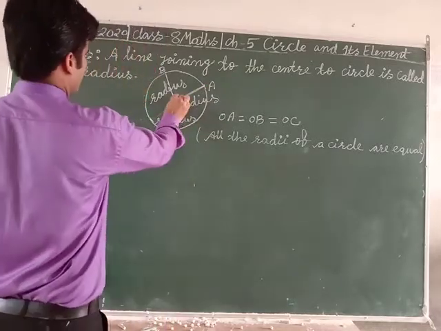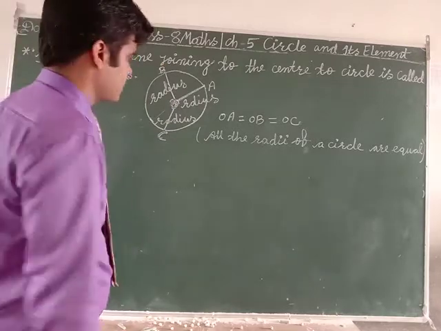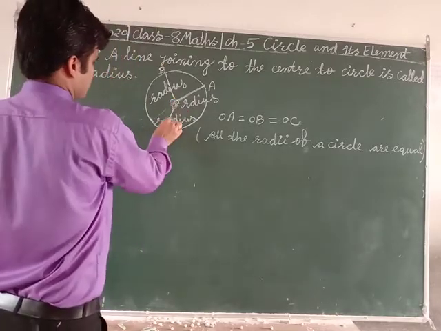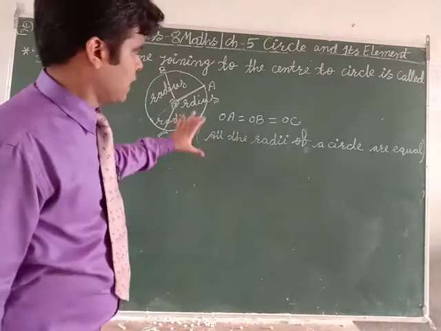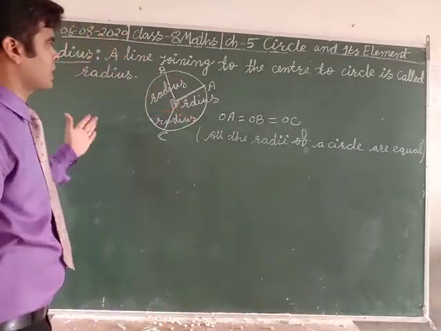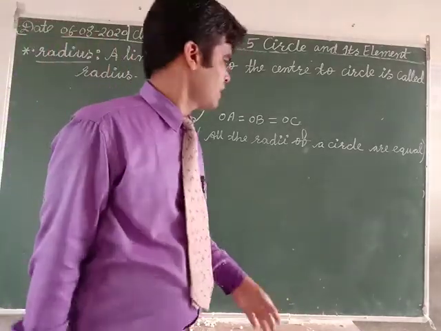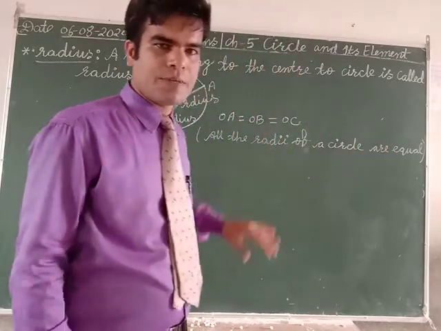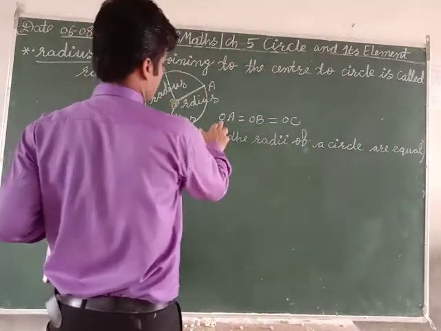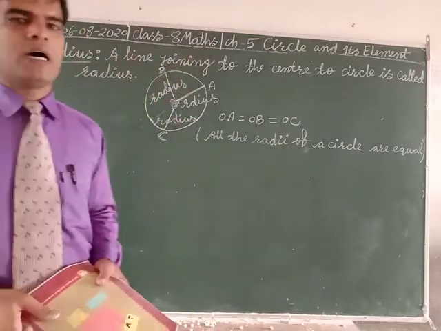Now same as O, and here is point B. OB is also a radius. Now here is O and this is C. So OC is also a radius. So students, you can say the line joining the center to the circle is called radius, and the plural form of radius is radii. So all the radii of a circle are equal. Here I have written radii OA is equal to OB is equal to OC.